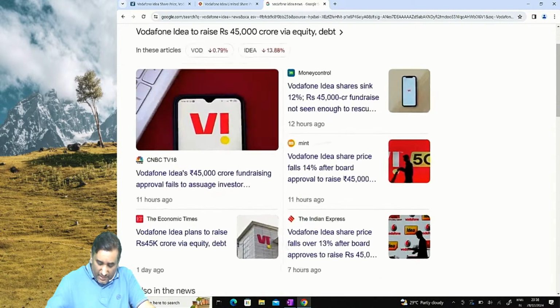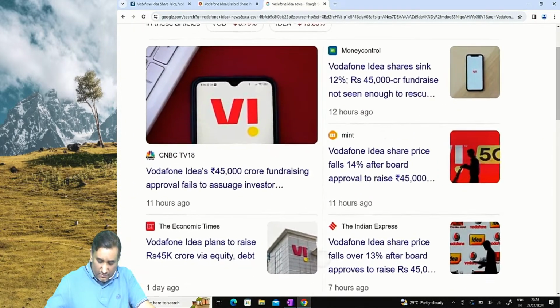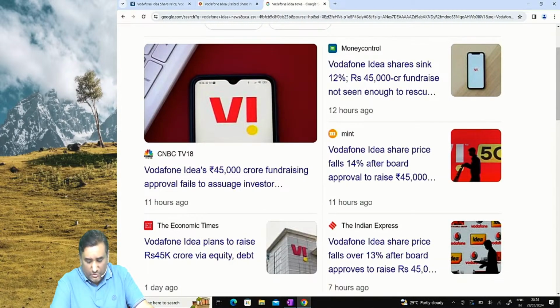They have made ample enough, 45,000 crore fundraise, and then some brokerage houses came saying this is not enough money. I don't know what is enough money. 45,000 crore. But anyhow, the problem was, again a new board resolution has come. This came, I think, 2 years back also. Maybe that could have been something.